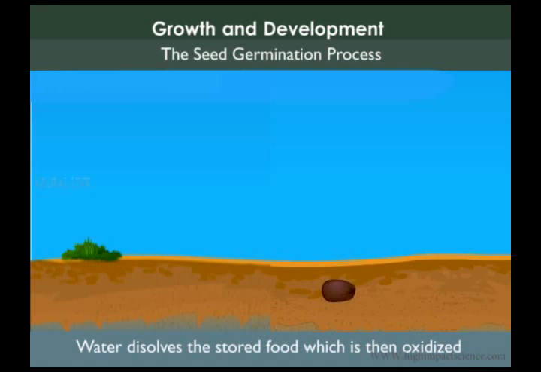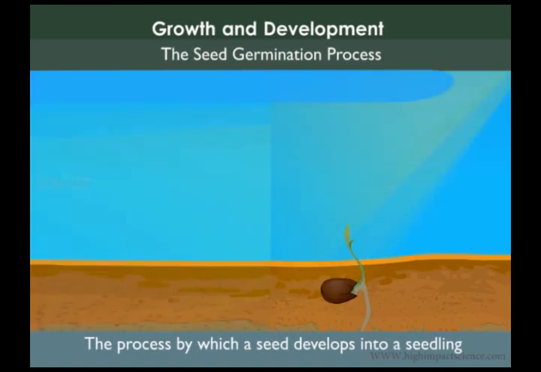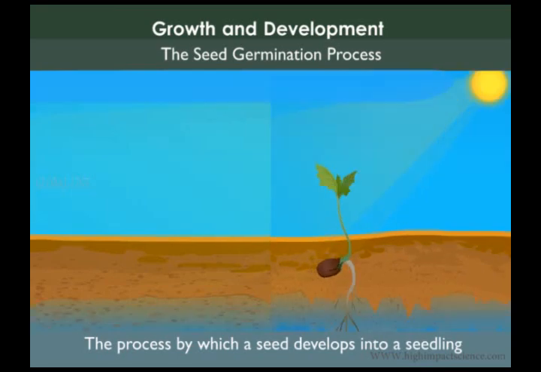The embryo enlarges and breaks the seed coat. The root emerges out first and grows downwards. And later, the shoot emerges, which grows upwards. The cotyledon leaves turn green on exposure to light and therefore start to photosynthesize. This increases the speed of growth and more leaves are produced.